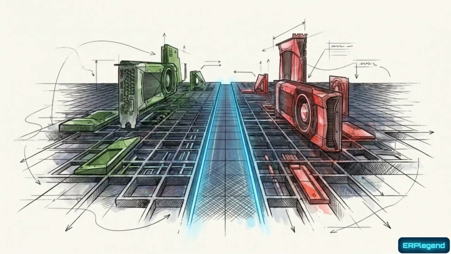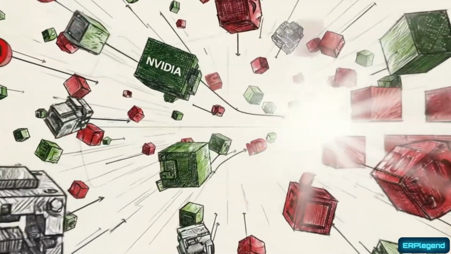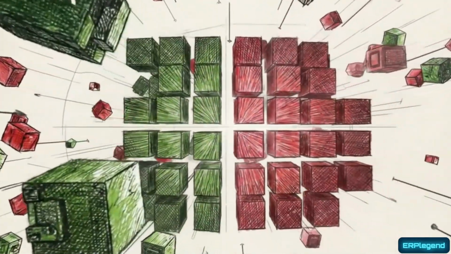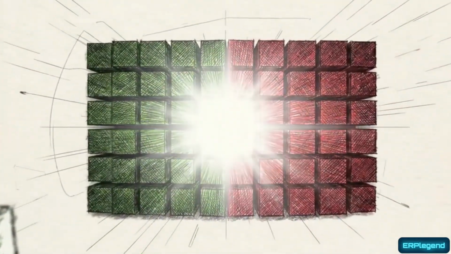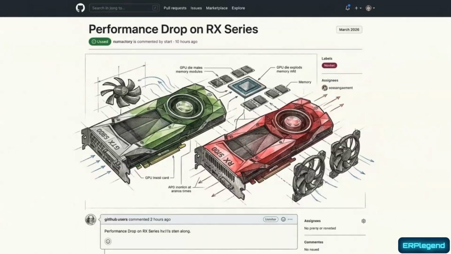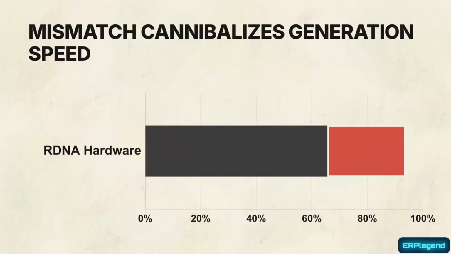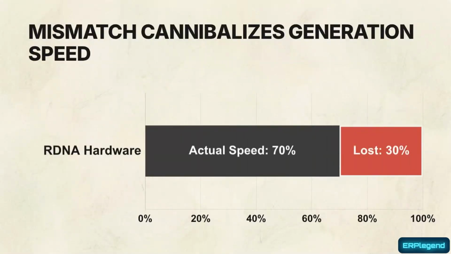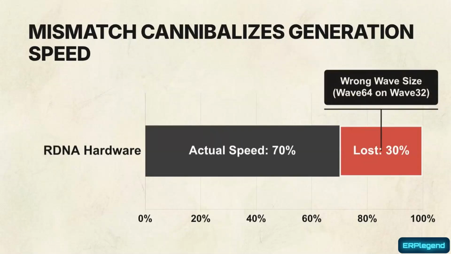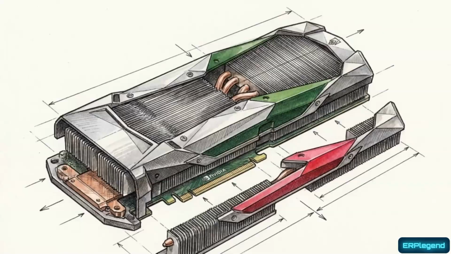Vulkan and its RADV driver never carried that server history. They emit Wave32 kernels natively because they were built specifically for the hardware directly in front of them. You can read the bug reports from the llama.cpp tracker back in March 2026. Testing across multiple ROCm versions confirmed the exact same result: a 14 to 30% performance penalty in generation speed simply due to the wrong wave size.